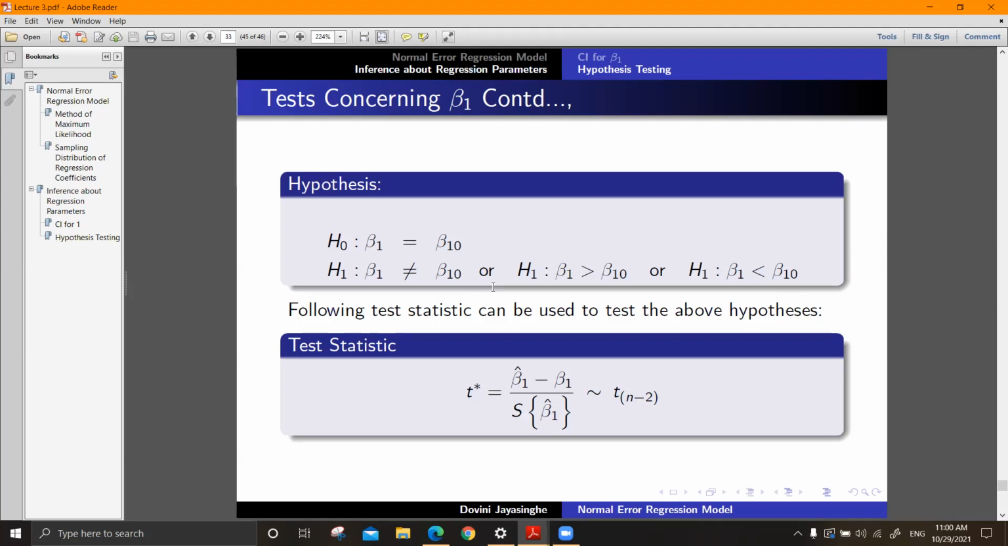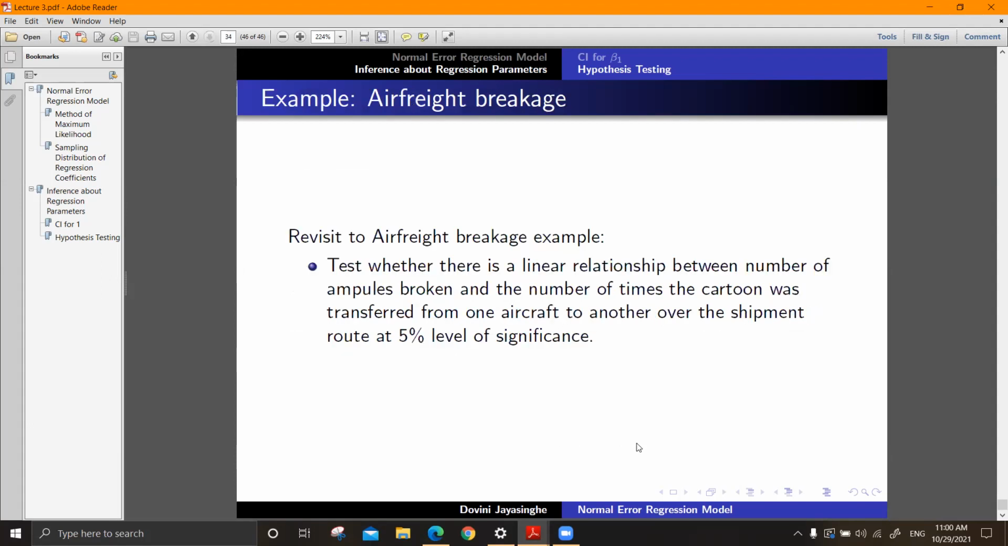Otherwise, if you have some prior idea about the parameter value, otherwise simply you go beta 1 equals to 0 versus beta 1 not equals to 0. This is the test statistic value, basically the pivotal quantity of interest, which is distributed as T with n-2 degrees of freedom. So whenever we calculate this, this is going to be our critical value. So we can form the hypothesis and see how it goes.